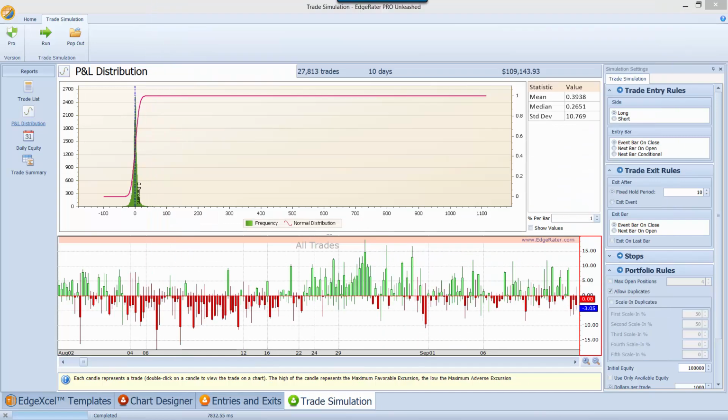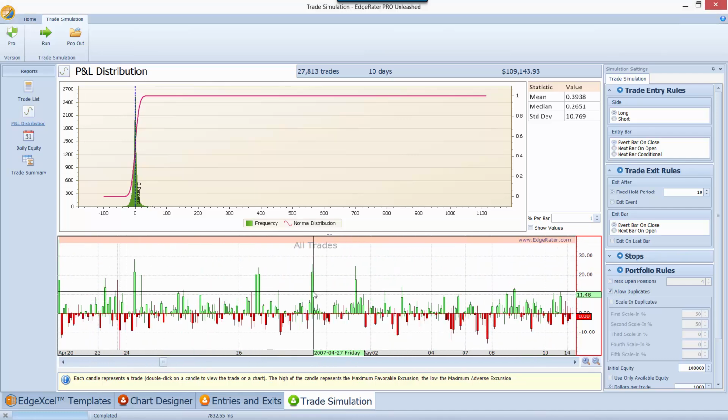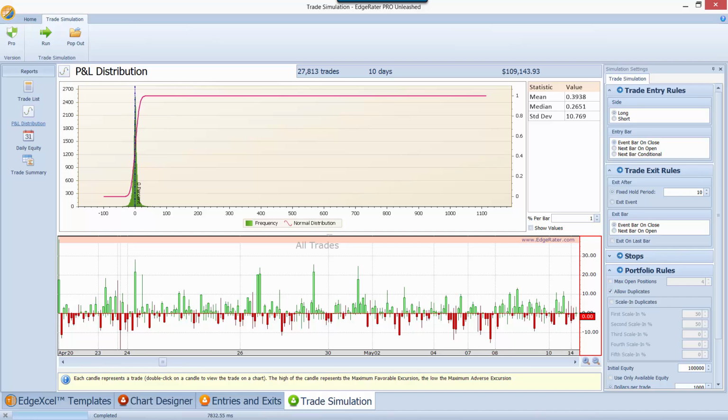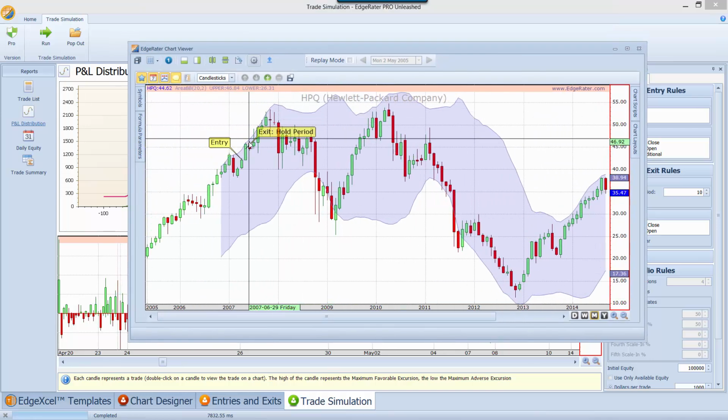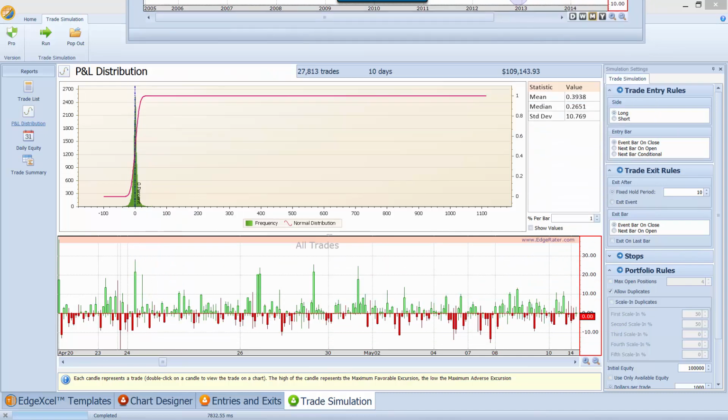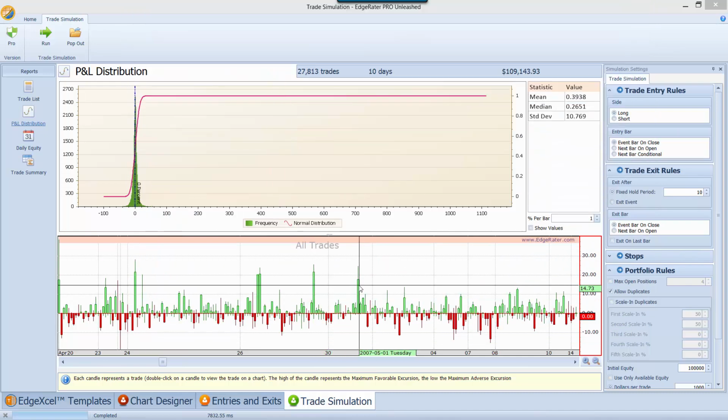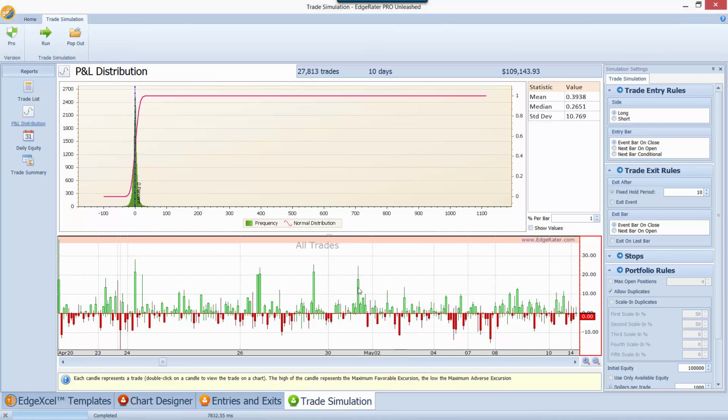Okay. Let's find something in the middle here. I'll click on this one. Alright, and that's brought up. I'm going to bring it into view over here. Hang on a sec. Yeah, that's brought up that particular trade. So all of these represent individual trades.